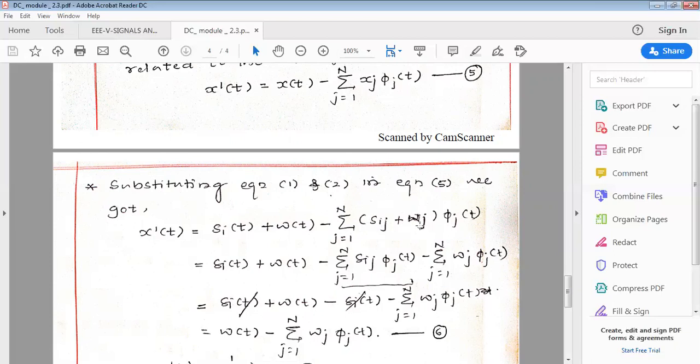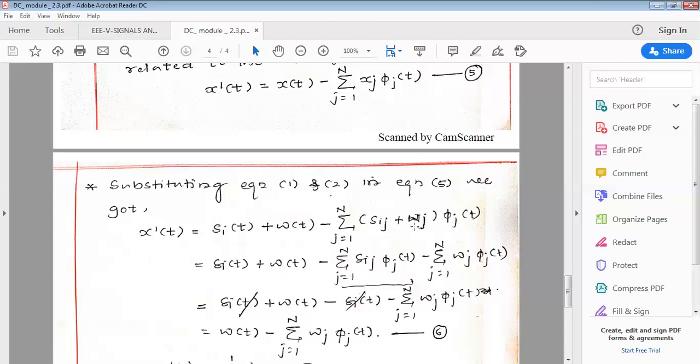of the random process w of t, when si of t is transmitted, and which is multiplied by phi j of t as in equation number 5. Next, let us simplify. si of t I will keep as it is, plus w of t is also kept as it is, minus summation j equal to 1 to n, and here we simplify by opening this round bracket and multiplying with phi j of t.